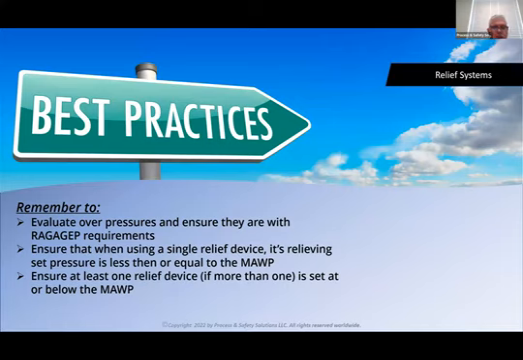Ensure that when using a single relief device, its set pressure is set less than or equal to the MAWP, and that should be a THAN rather than EN. Ensure that at least one relief device, if more than one, is set at or below the MAWP.